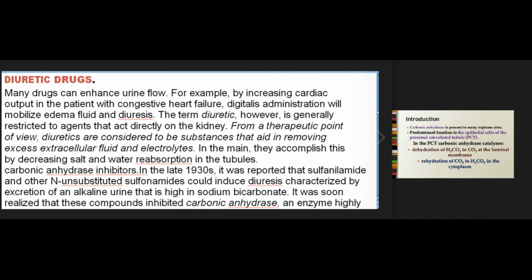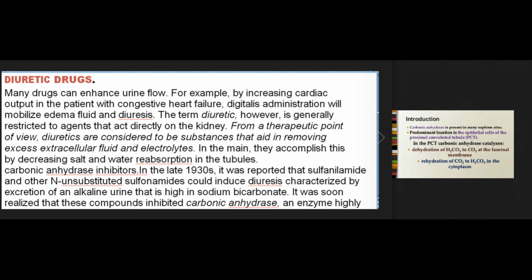Diuretic drugs. Many drugs can enhance urine flow. For example, by increasing cardiac output in the patient with congestive heart failure, digitalis administration will mobilize edema fluid and cause diuresis. The term diuretic, however, is generally restricted to agents that act directly on the kidney. From a therapeutic point of view, diuretics are considered to be substances that aid in removing excess extracellular fluid and electrolytes. In the main, they accomplish this by decreasing salt and water reabsorption in the tubules.